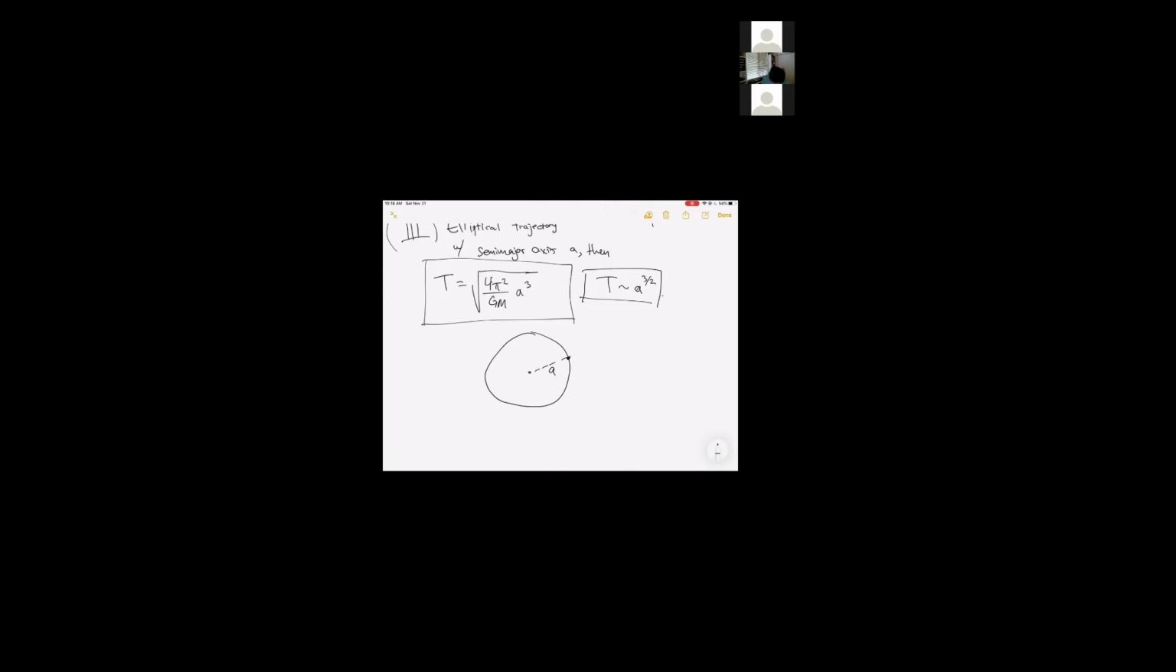So again, if the speed is v, then we have mv squared by a is equal to GMm by a squared. So v is equal to root GM over a. And now the period is equal to 2 pi a over v, because 2 pi a is the amount of circumference it has to cover. v is the speed, and this is 2 pi a, which is exactly the formula we had before.